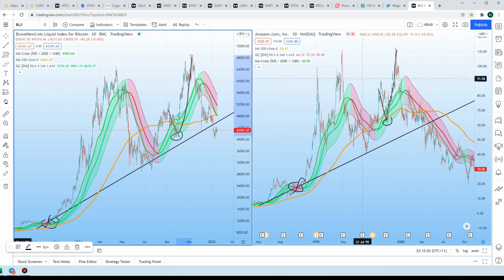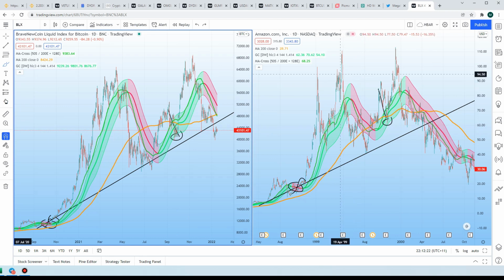which sent us into our final move upwards, which reached our all-time high. We saw exactly the same thing happen on Amazon, and guess what? Exactly the same pattern, exactly the same way, hitting exactly the same targets. It is not a coincidence.